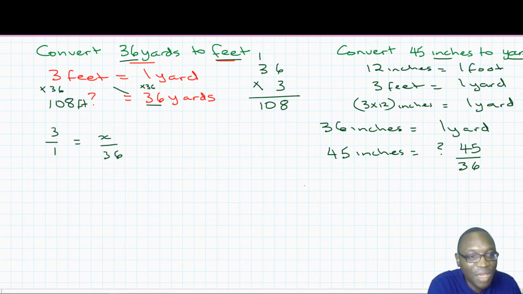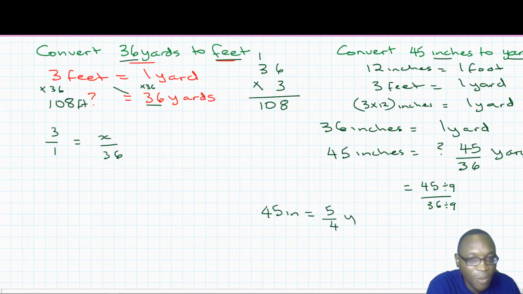So now we have 45 inches is 45 over 36 yards. So now we're going to simplify this fraction. So let's go ahead and divide 45 divided by 9, 36 divided by 9. So therefore we can say 45 inches is equal to 5 over 4 yards. Or you can go ahead and convert 5 over 4 to a mixed number. So that's going to be 1 and 1 over 4 yards.